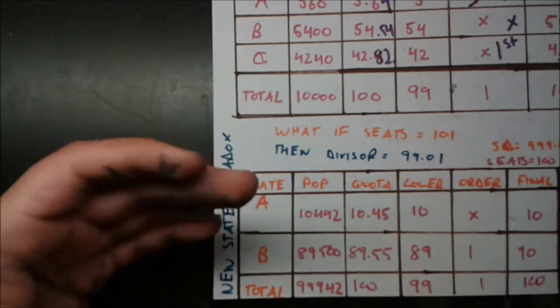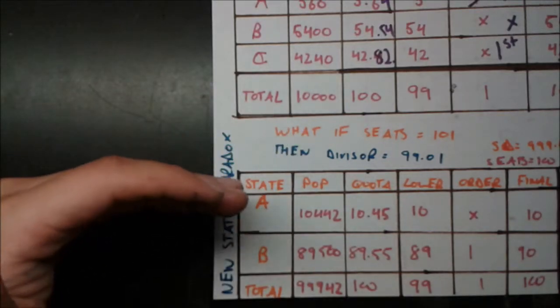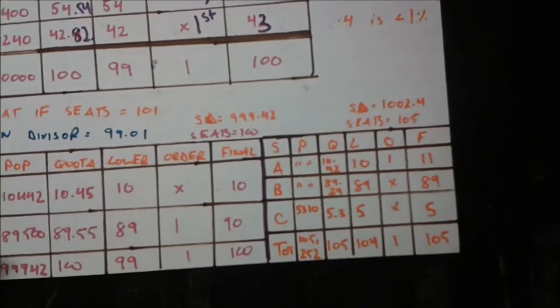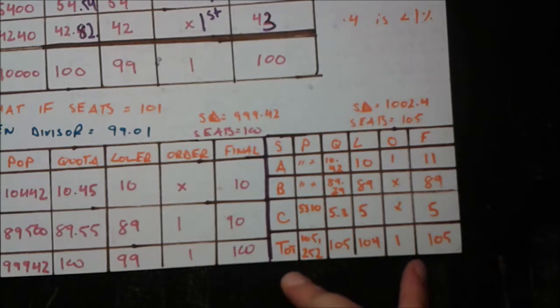Adding a new state shouldn't change the representation of, or the proportions between, these other two states. So nothing should change between A and B. But in fact, under Hamilton's method, it does. So this small table here captures all the new information.